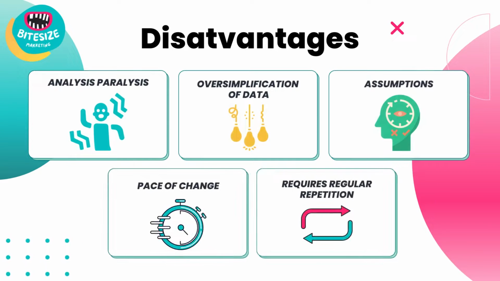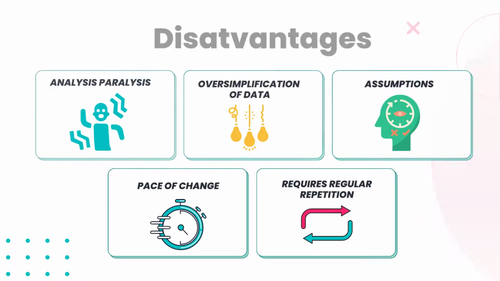And now, let's balance the view, looking at some of the disadvantages of PESTEL. Risk of analysis paralysis, where you spend too much time looking at the data. Overcomplication of data. Taking your assumptions and biases into consideration. Pace of change, which requires regular repetition and directly links to the pace of change. It's recommended that you repeat the PESTEL every 6 months.